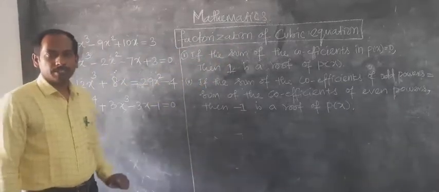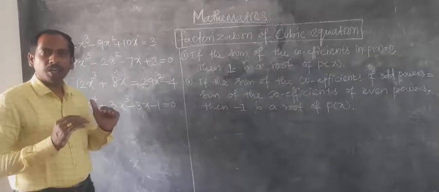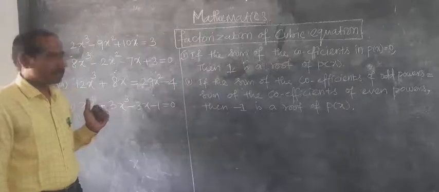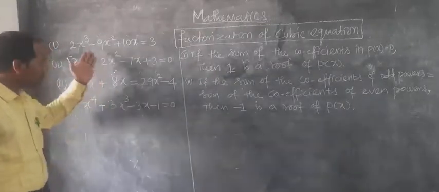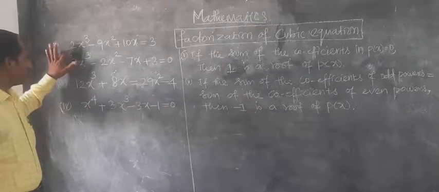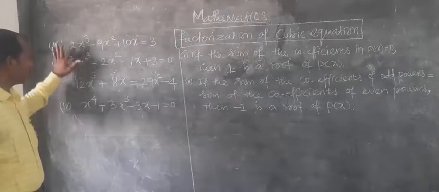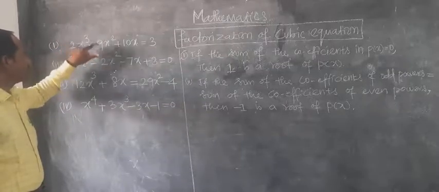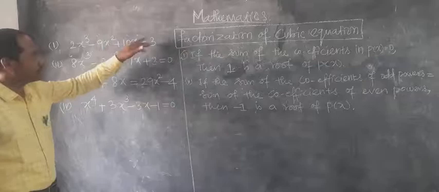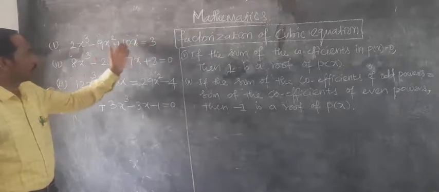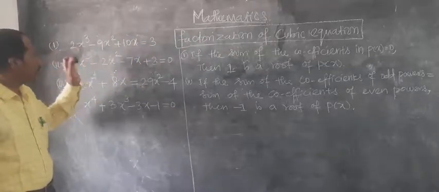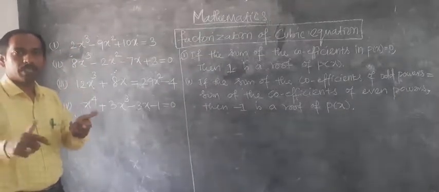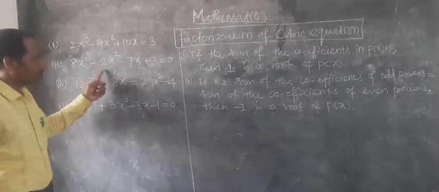What is a cubic equation? An equation or a polynomial that starts with the power 3 we can call a cubic equation. You have seen, just today I have given 4 problems. In 3 problems, they start with the power 3: 2x power 3, x power 3, x square, x, constant. So these are the cubic equations we can call. So a polynomial or an equation that starts with the power 3, we can call a cubic equation.